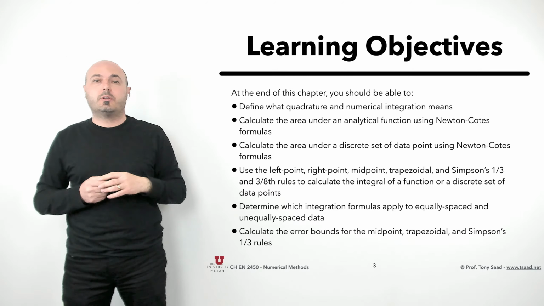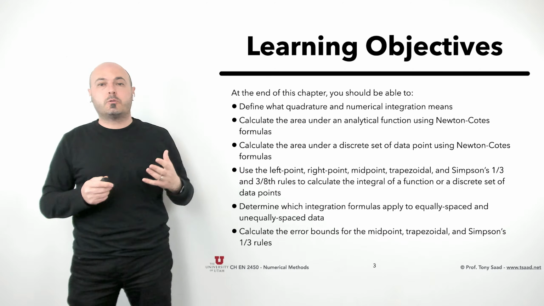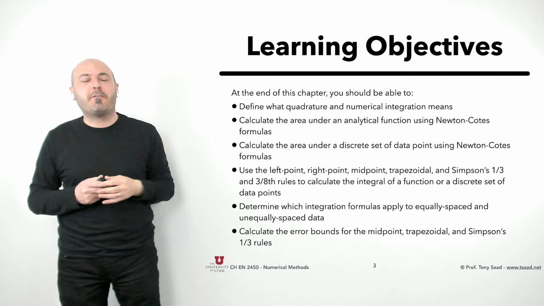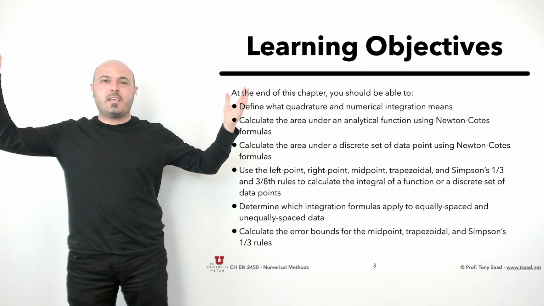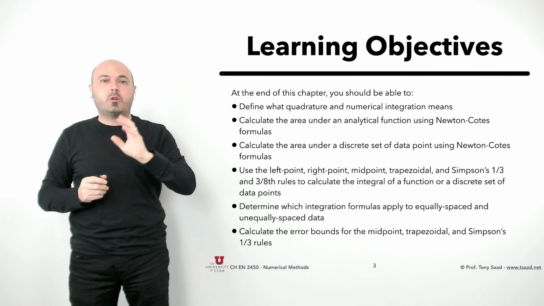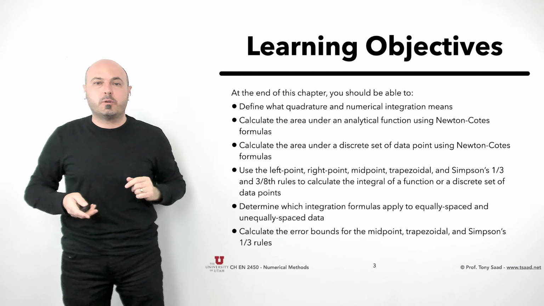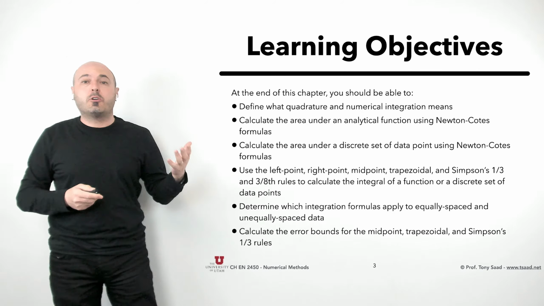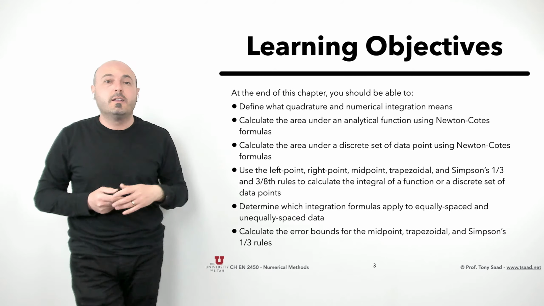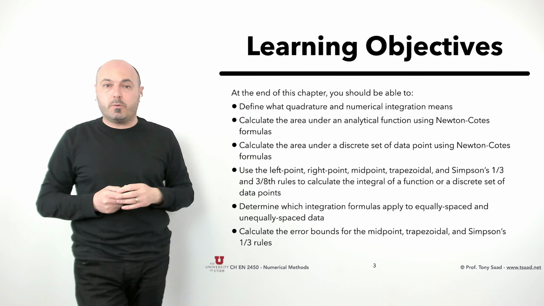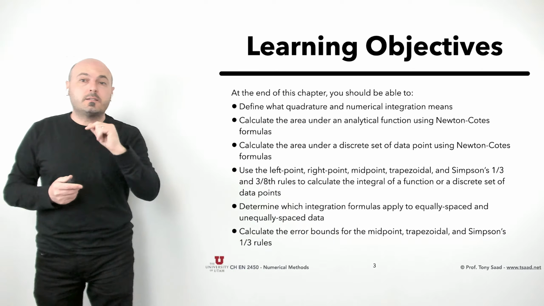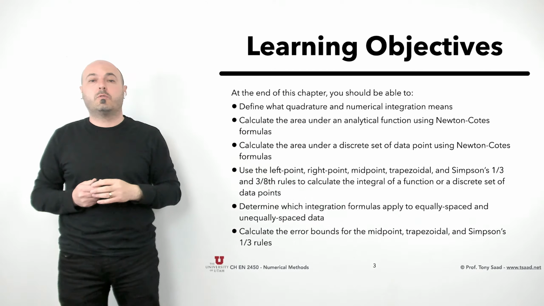At the end of this chapter, my goal is that you will be able to define what quadrature and numerical integration mean. They're the same thing, and we just defined quadrature as essentially taking a complex shape and dividing the area under it into small quadrilateral elements and adding all of those up together to compute the area under the curve. Calculate the area under an analytical function using what we call Newton-Cotes formulas. So this is the basis of what Abby was suggesting. Calculate the area under a discrete set of data points, also using Newton-Cotes formulas.